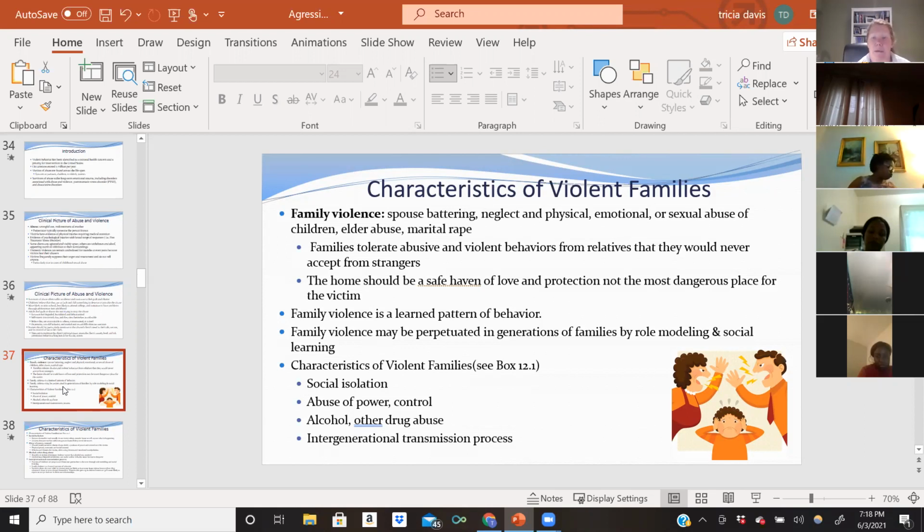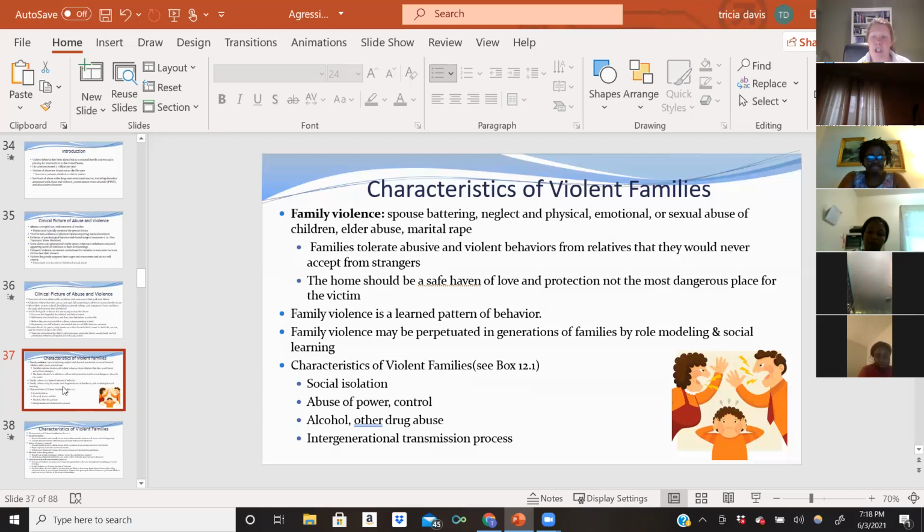Families tend to tolerate abusive and violent behaviors from relatives that they would never accept from strangers. So these are hard issues to confront, and hard issues to talk about. Sometimes in families, it just gets shoved under the rug because they don't want to cause problems in the family. Or if the child's small enough, they think the child's lying, so they don't pay attention to what the child is saying. Anybody's home should be a safe haven. It should be an area of love and protection, and it should not be dangerous.